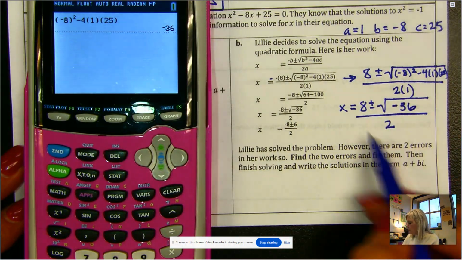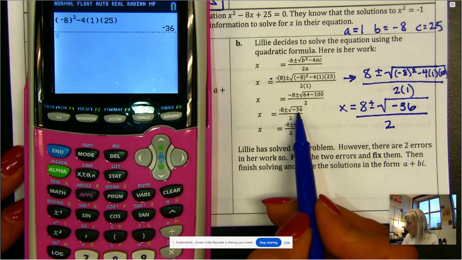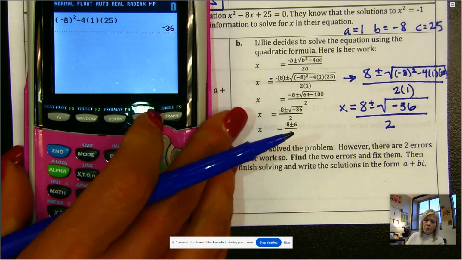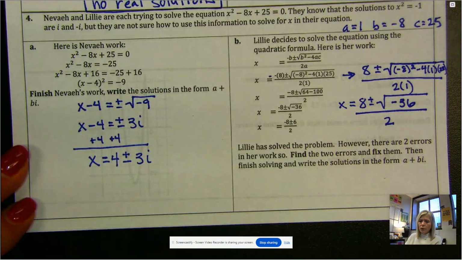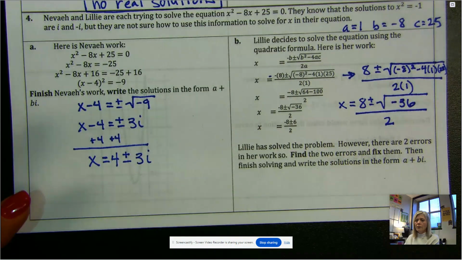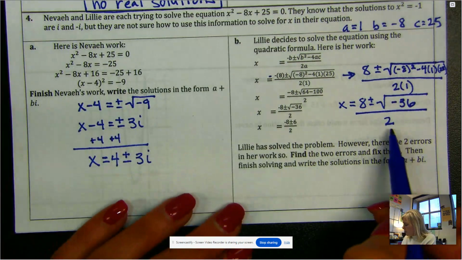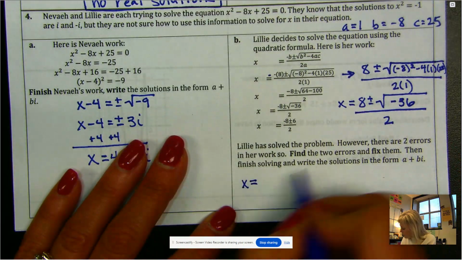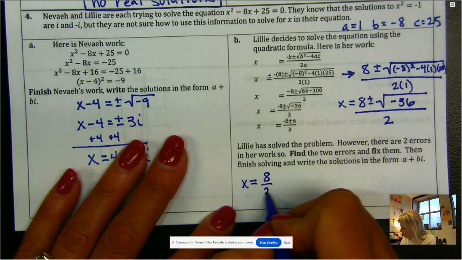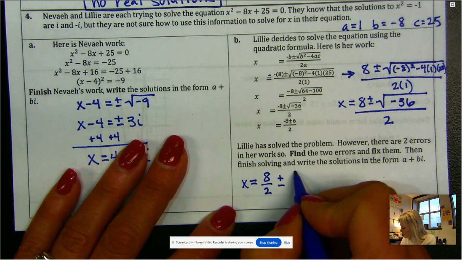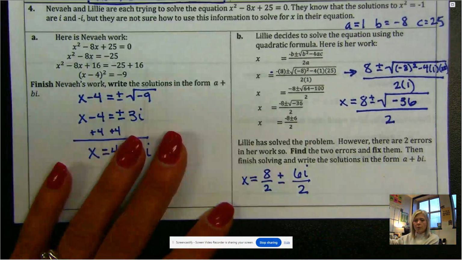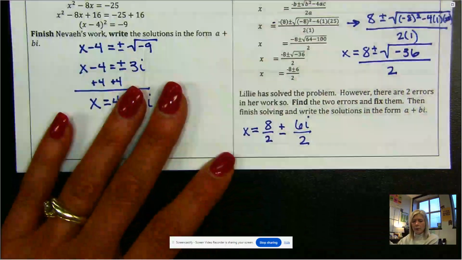Okay? So here's where we have the problem. She went from negative 36, or the square root of negative 36, to just 6. But the square root of negative 36 isn't 6. It's 6i. Okay? So from this point, she can say x equals 8 divided by 2 plus or minus 6i divided by 2. And now we can simplify even a little bit more.